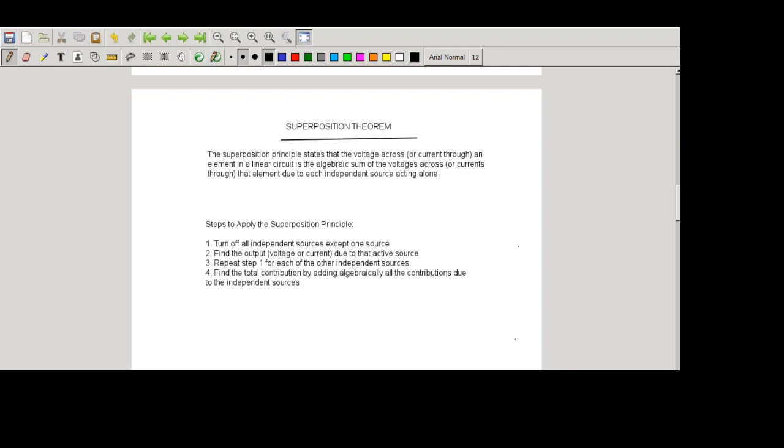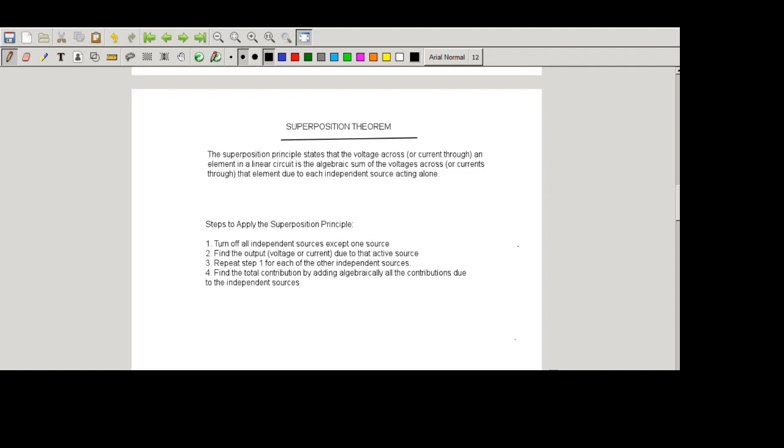If a circuit has two or more independent sources, one way to determine the value of a specific variable, that is voltage or current, is to use nodal or mesh analysis. Another way is to determine the contribution of each independent source to the variable. That approach is known as the superposition theorem. If we determine the contribution of each independent source and then add them up, that theorem is called the superposition theorem.